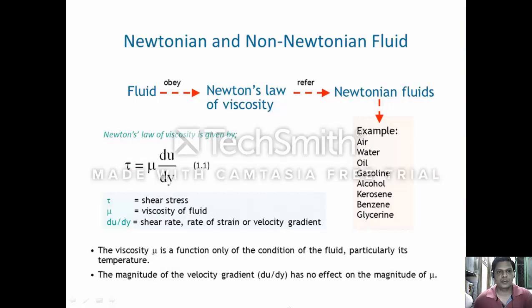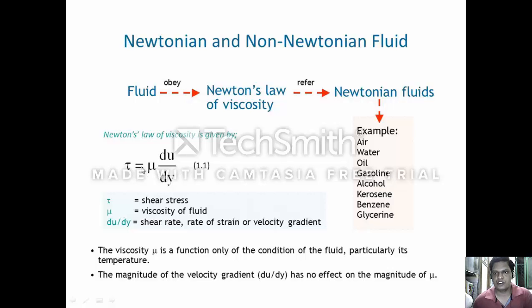Next is Newton's law of viscosity. If fluids obey Newton's law of viscosity, then they come under Newtonian fluids. In this image you can see the formula: Newton's law of viscosity is given by tau equals mu into du by dy.